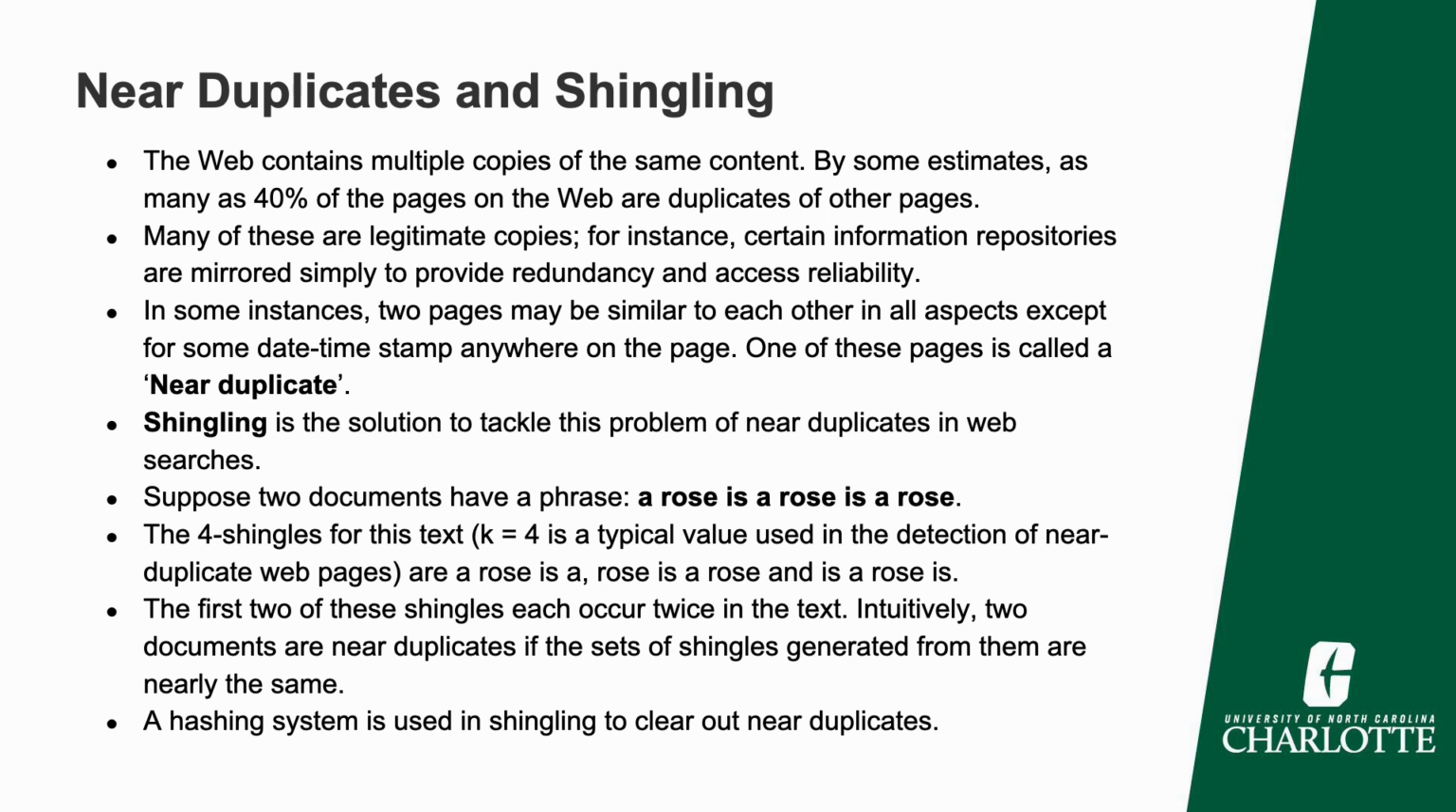Generally, shingling is used in documentation to get rid of near duplicates and to avoid plagiarism. Suppose two documents have the phrase, a rose is a rose is a rose. Then the four shingles for this text, when k is assumed to be 4, are: a rose is a, rose is a rose, is a rose is, and a rose is a. The first two of the shingles each occur twice in the text. Then we can assume that these two documents are near duplicates if this is the only text in the whole document and if the sets of shingles generated from them are nearly the same. Then a hashing system is used in shingling to clear out near duplicates and to keep the original copy intact.